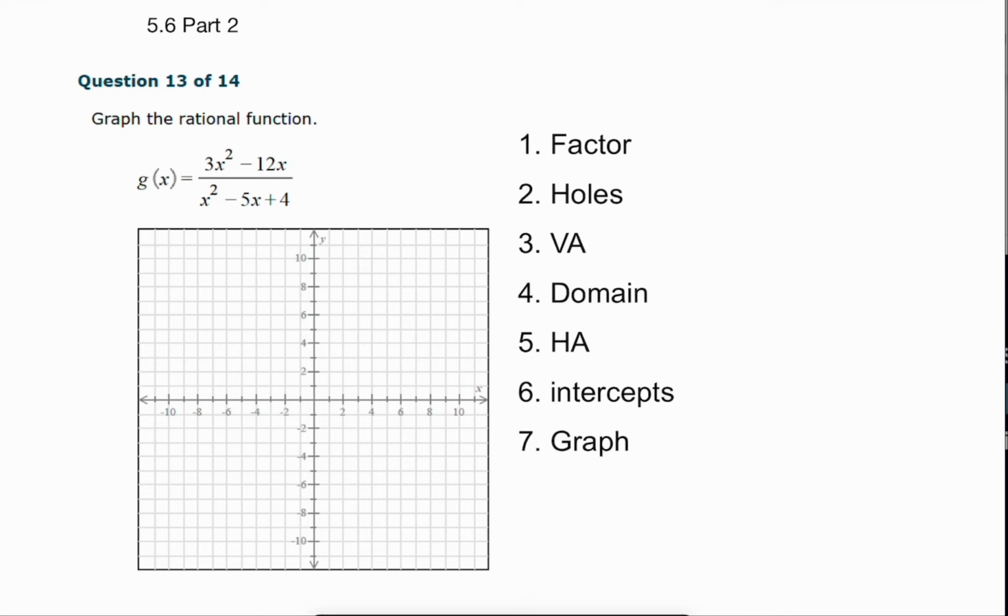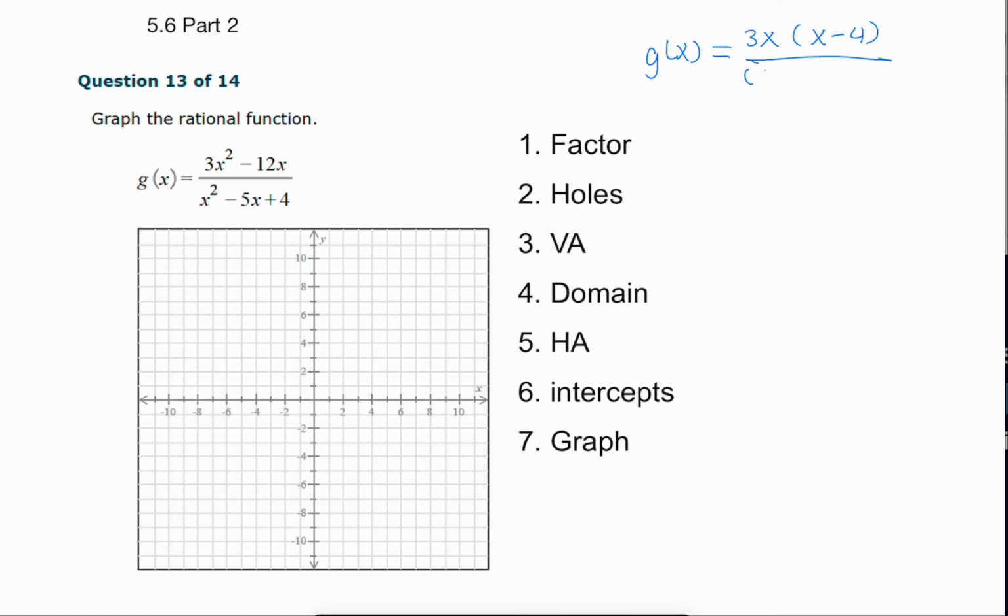So let's take a look at question 13. If we want to graph this, you want to follow the 7 steps that I have listed. The first thing we need to do is get our function into factored form. I noticed that on top, both pieces are divisible by 3x. So let's do that. Always look for a greatest common factor.